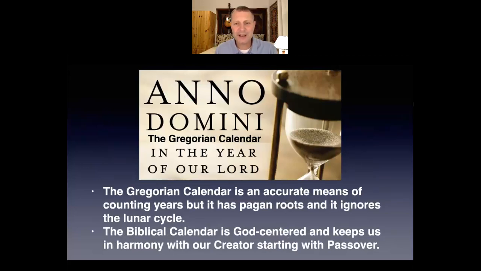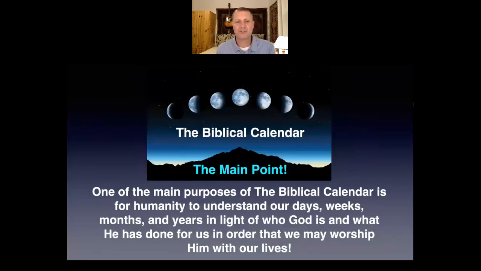The Gregorian calendar is an accurate means of counting years, but it has pagan roots and it ignores the lunar cycle. We need to understand it for what it is. The world uses the Gregorian calendar, and that's fine. We need to understand where it comes from and the meaning of the days of the week, the months of the year. The biblical calendar is God-centered and keeps us in harmony with our Creator, starting with Passover, the redemption at Passover. Now, this is the conclusion here.